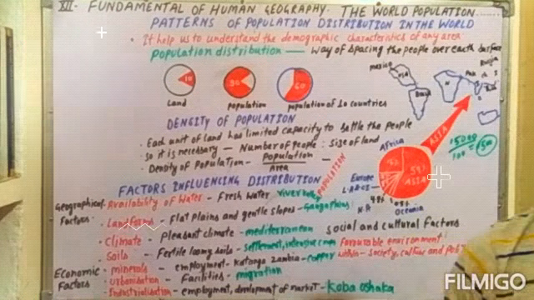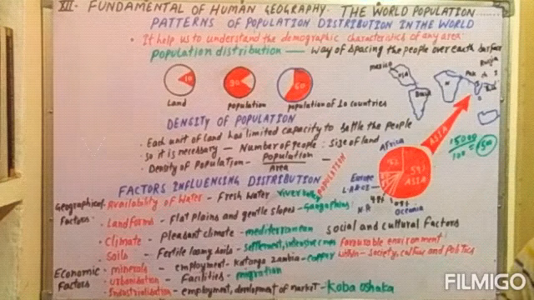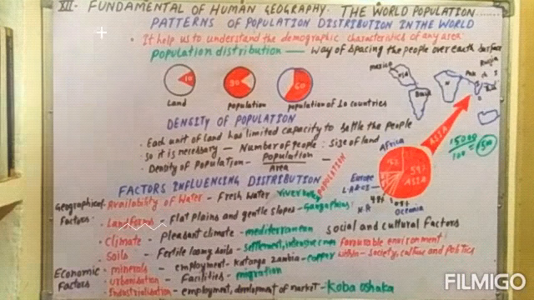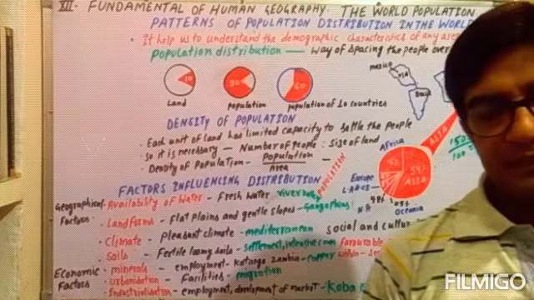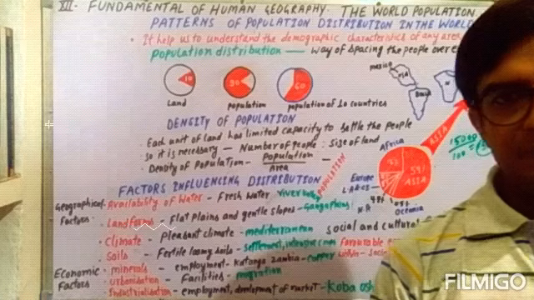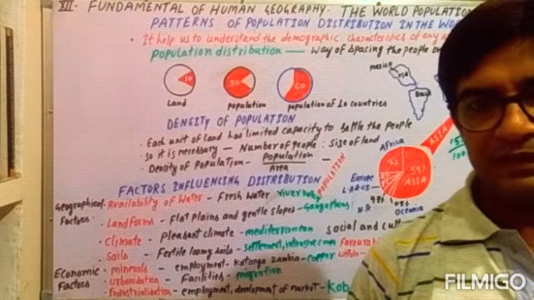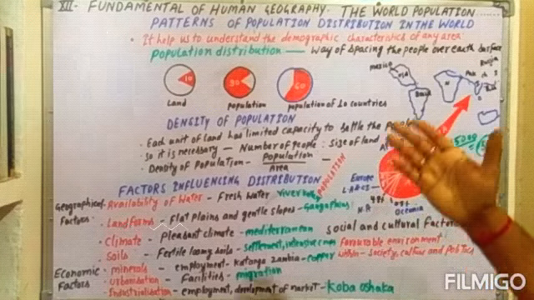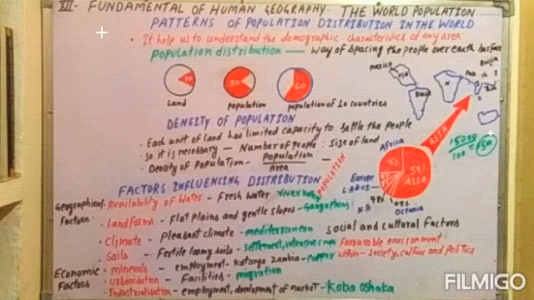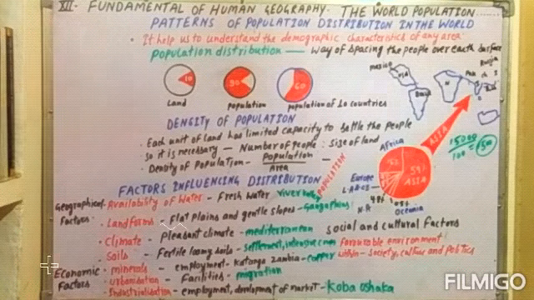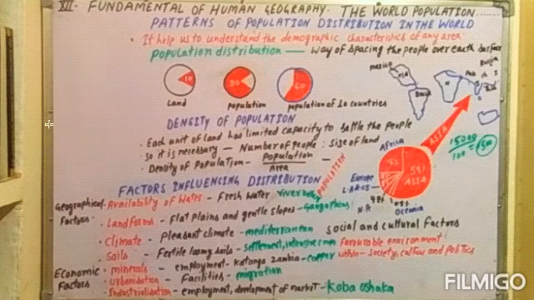As you know very well, the distribution of population helps us to understand the demographic study of populations, because we can better understand what type of age group of people are living on the earth's surface. Population distribution also helps us understand the way of spacing the people over the earth's surface.